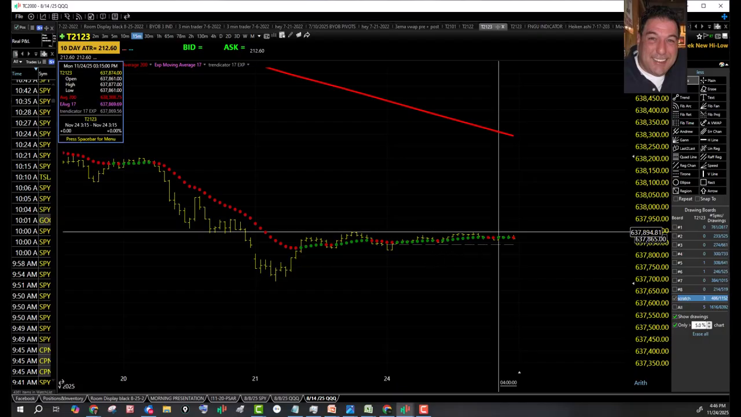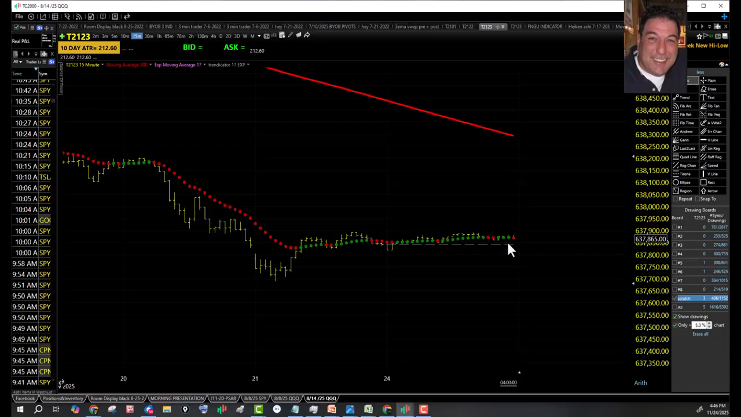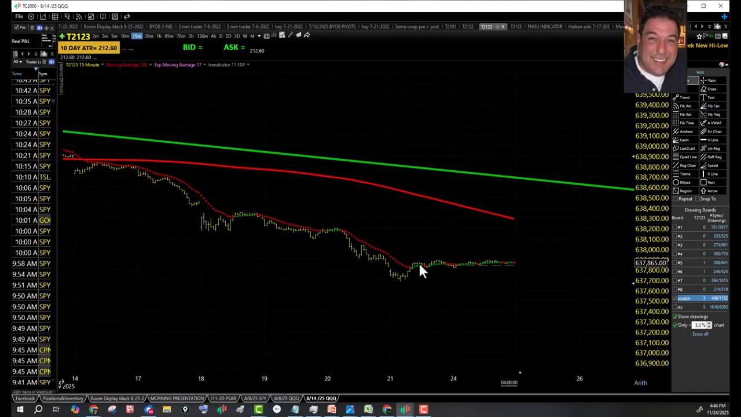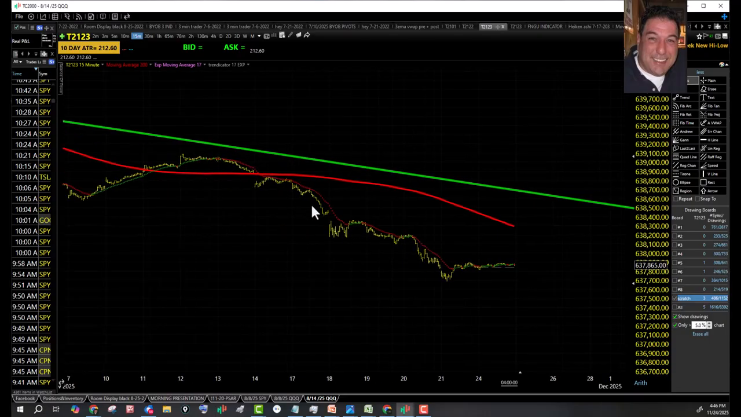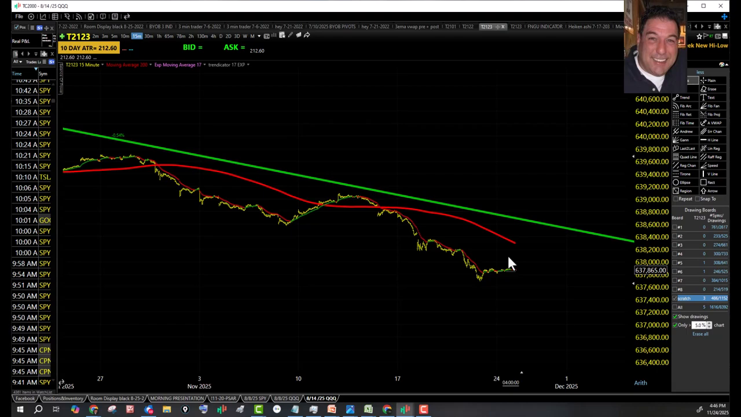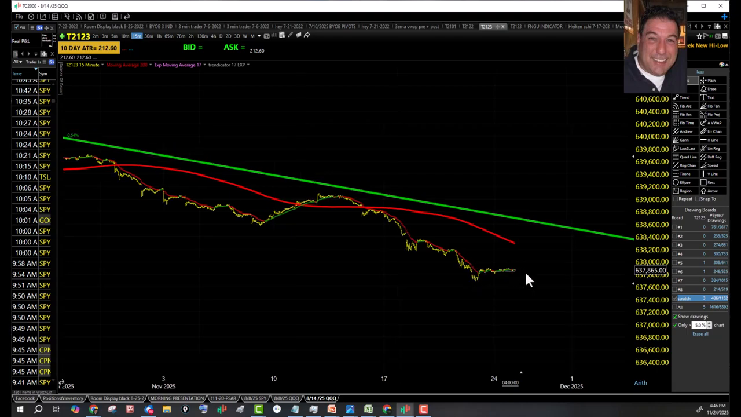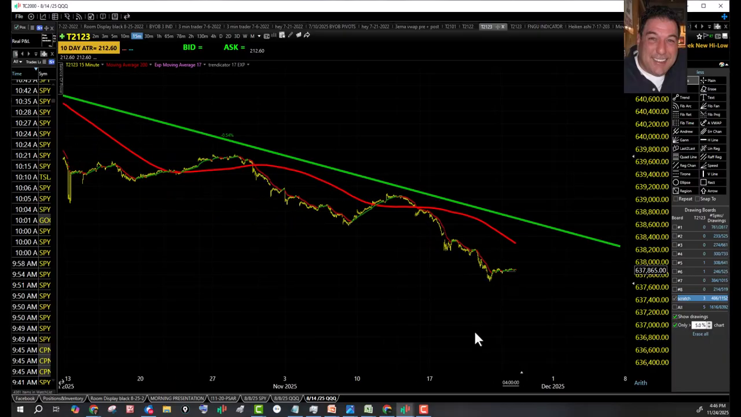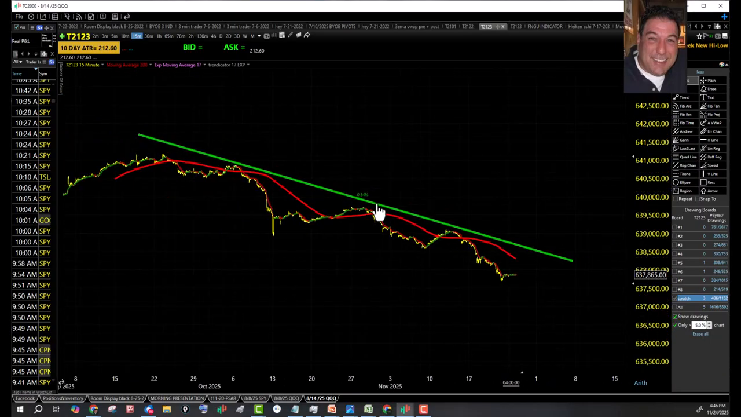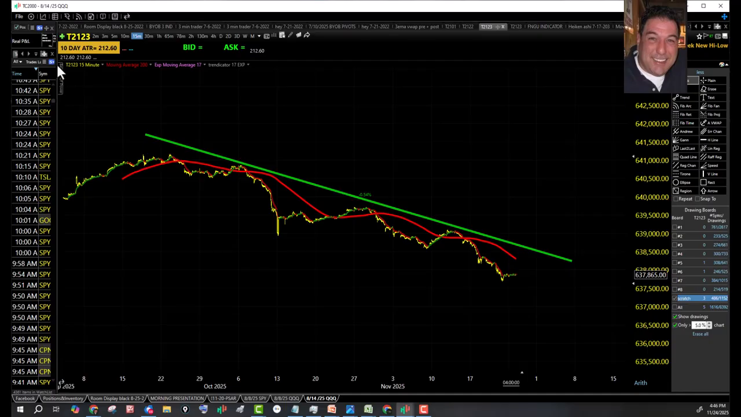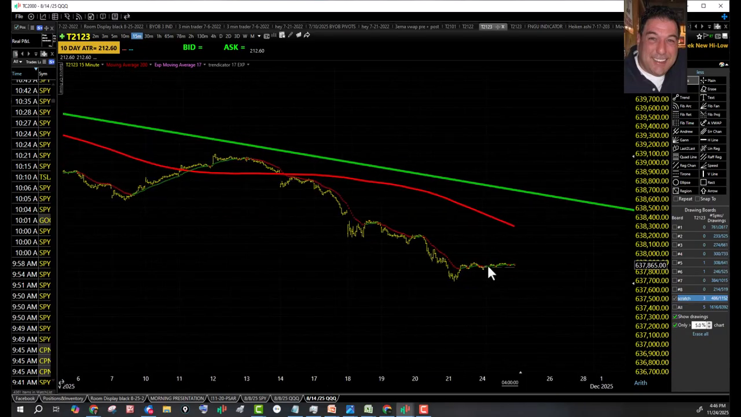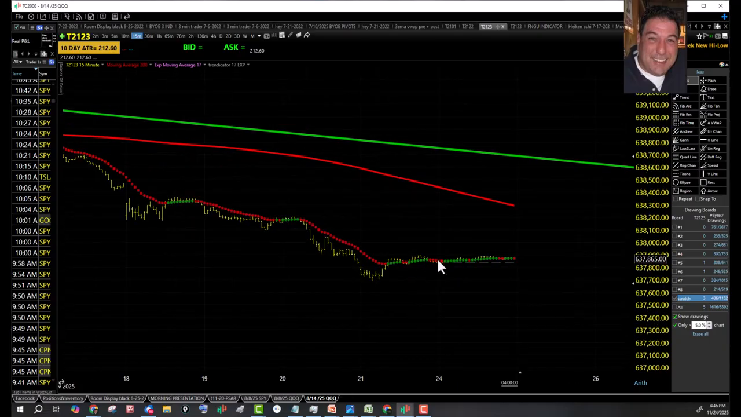Let me just make sure. Yeah, still in an uptrend. Not a very strong uptrend, not a very convincing uptrend. More of a bear flag than it is an uptrend. Price action, you can see down here in the bottom, underneath the falling 200 SMA, underneath the downtrend line, on T2123 15-minute chart. So they've got a very weak uptrend.